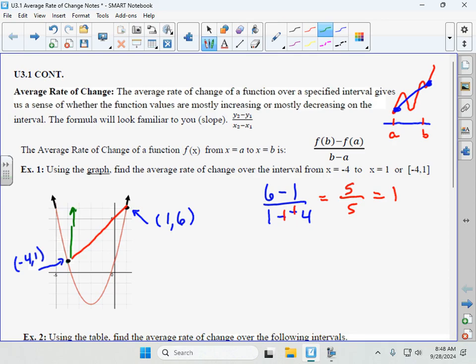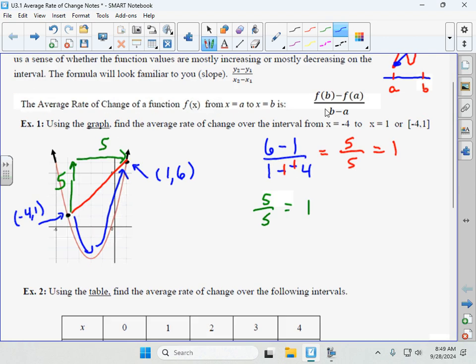Okay, so that's 1, 2, 3, 4, 5 up. So rising 5, and then going to the right, that's our run, 1, 2, 3, 4, 5 also. Rise over run is 5 over 5, and so that's also 1. All right, so that's on average how they're changing. Even though if we were going from left to right, this is going down and then it turns around and comes back up again, on average the slope is +1.